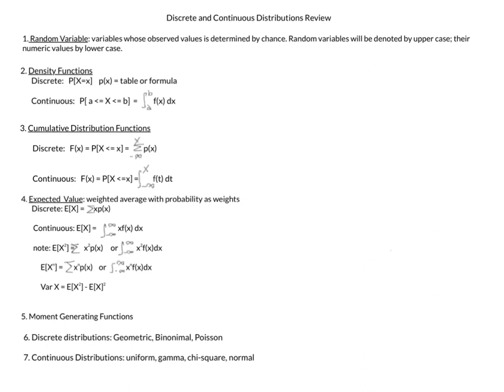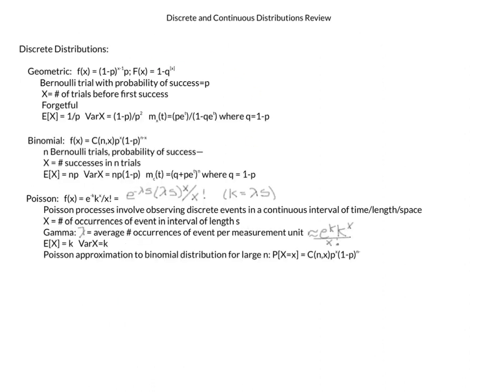At this point, we've looked at the definition of a random variable, a variable whose value is determined by chance. We've talked about density functions, which gives us the probability that x takes on a certain value. We've talked about cumulative distribution, which is the probability x has a value less than or equal to little x. And we've talked about expected value. These things were covered in a previous video. In this video, we talked about discrete distributions, including geometric and binomial.